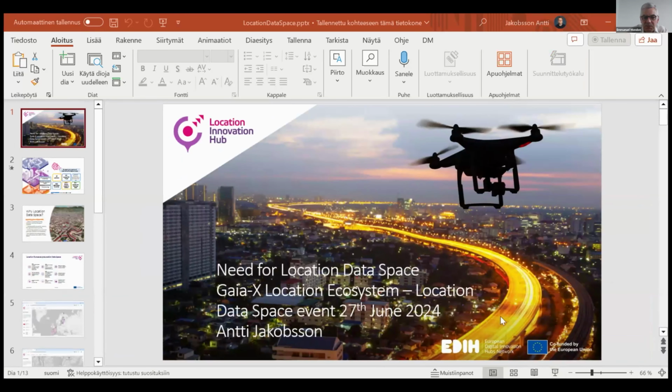And as this panel is about multiple perspectives from research, policy, users, and industry, the next presenter is Antti Jakobsson. Antti is working for the Finnish survey and is managing the Location Innovation Hub, which Antti will introduce to you. Antti, the floor is yours.